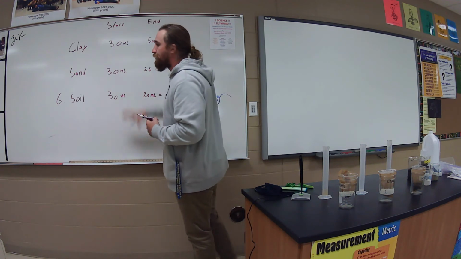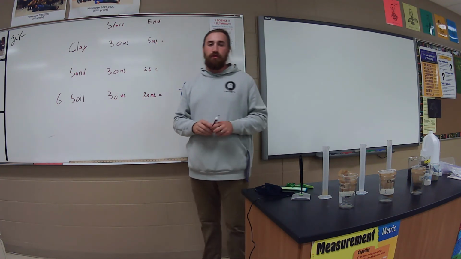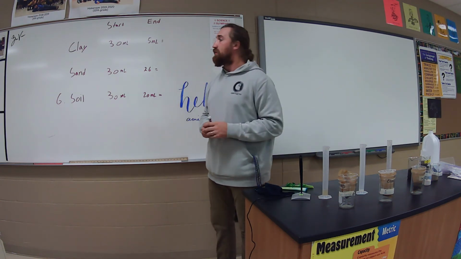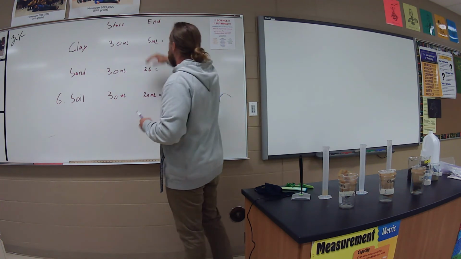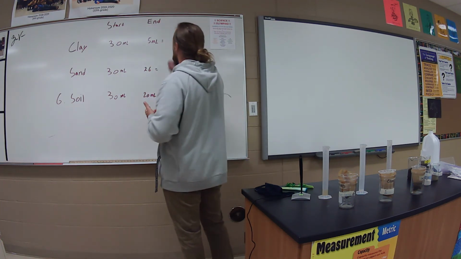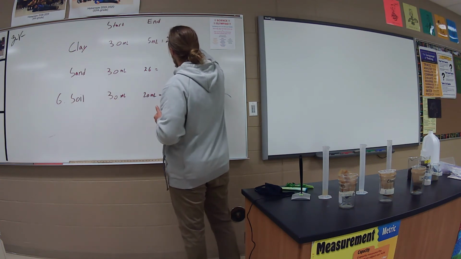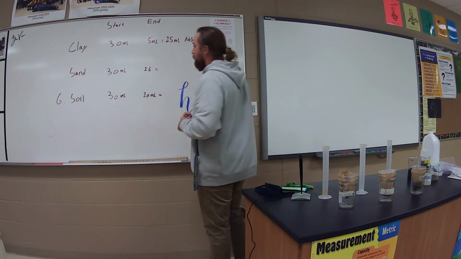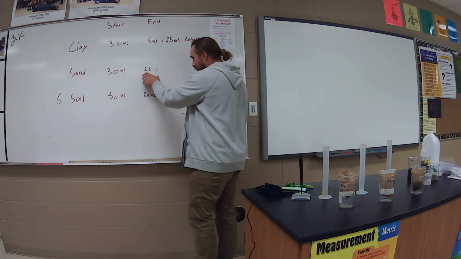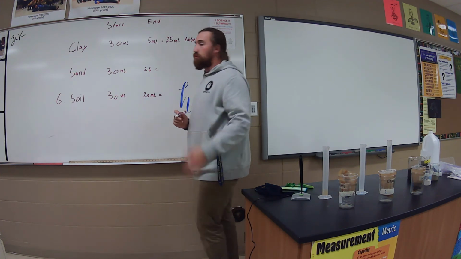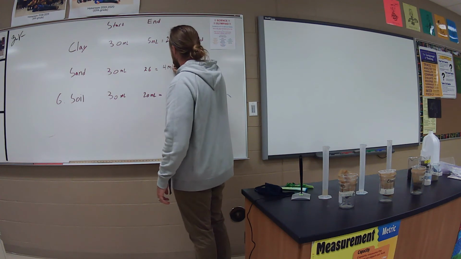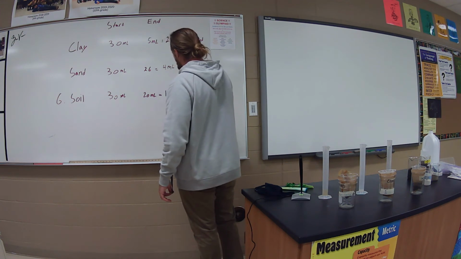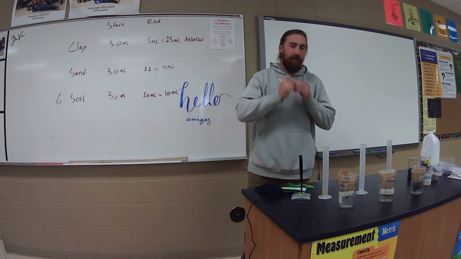So remember, we started off with 30 milliliters of water in every single graduated cylinder, and we put 30 milliliters of water in every single one of these examples. Now, when all said and done, clay started off with 30, and I only was able to collect 5 milliliters of water. So 30 minus 5 actually gets 25 milliliters absorbed, okay? Sand had 30 milliliters to start with, and actually kicked out 26 milliliters of water. So only 4 milliliters was absorbed. And for the last one, for garden soil, we had 30, we had to put 20, meaning we have 10 milliliters absorbed.